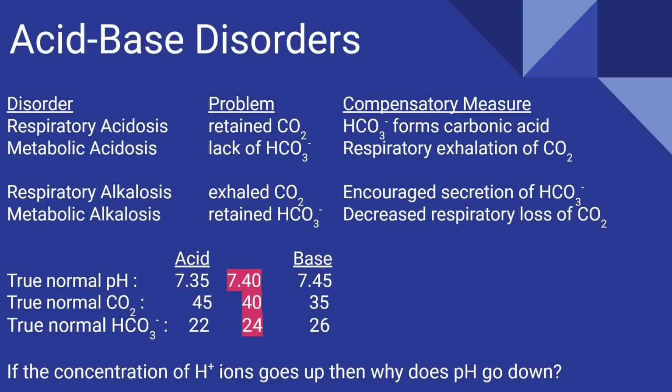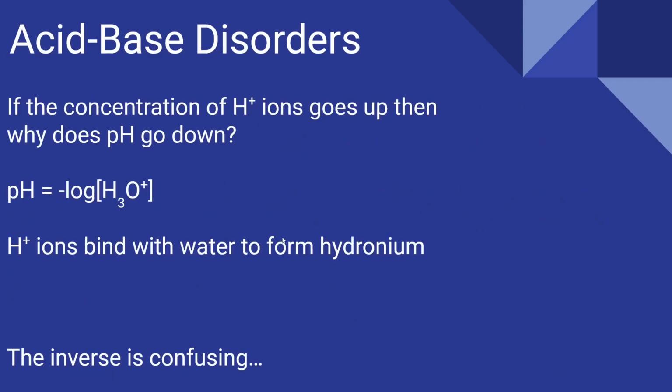And it's something interesting. If the concentration of your hydrogen ions goes up, then why does your pH go down? It doesn't make too much sense, but the way it's displayed mathematically is you take the log, which is a negative, of these hydronium ions, which are essentially the hydrogen ion. The hydrogen ion will bind with water, and the more it does that, the more the pH goes down. So it's confusing why the pH goes down when there are more hydrogen ions, but that's why.